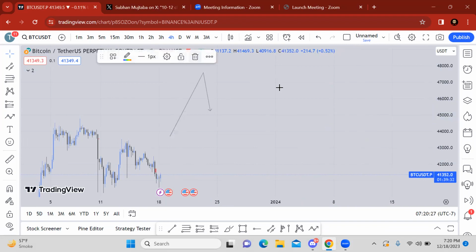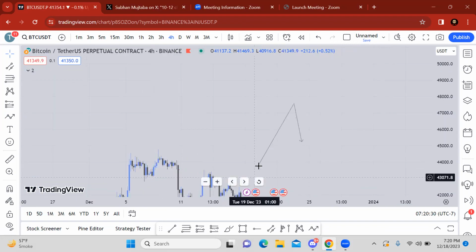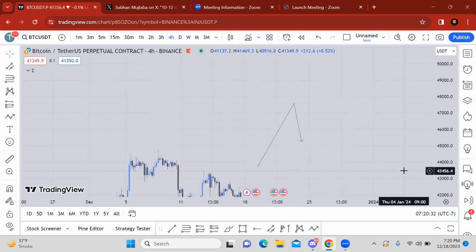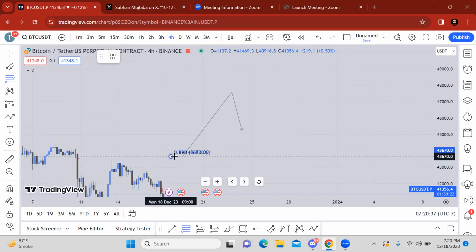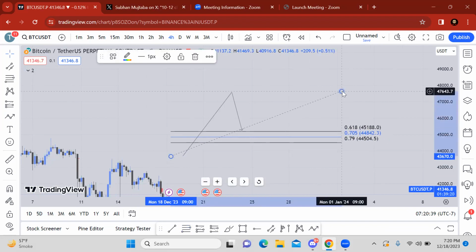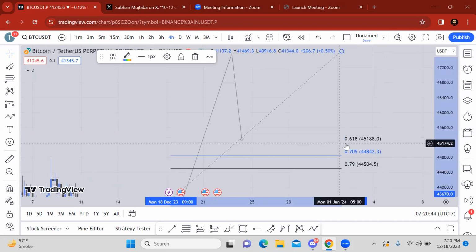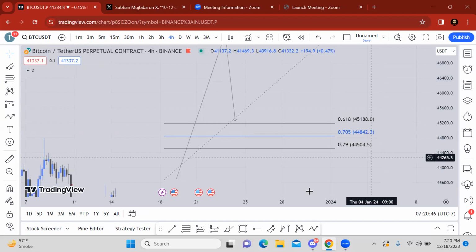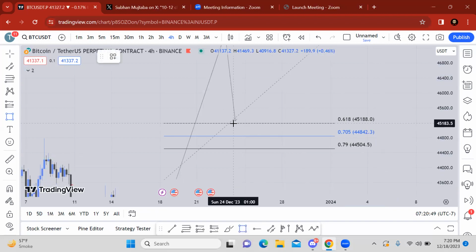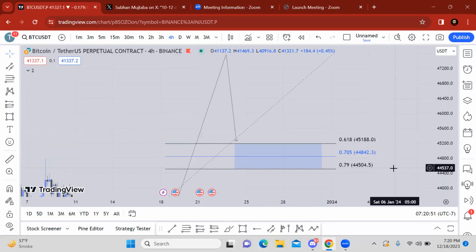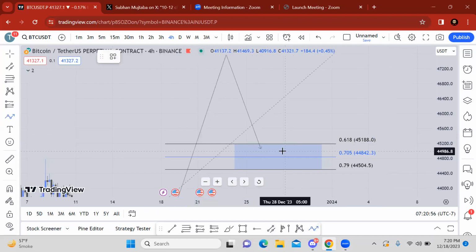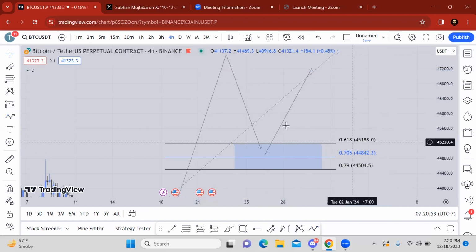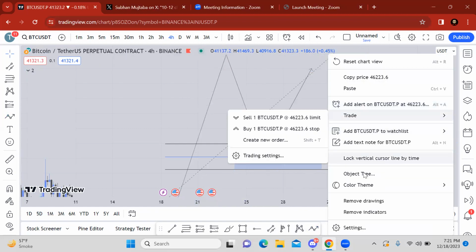Suppose this impulsive move happened, and I don't have an idea where this will come down. So simple, from top to bottom, measure this, and this zone is called OTE zone, 0.618, 0.705, 0.79. These are the Fibonacci levels where I'm expecting that price will come down to those levels and it will bounce back again towards upside. So this is how I use these levels.